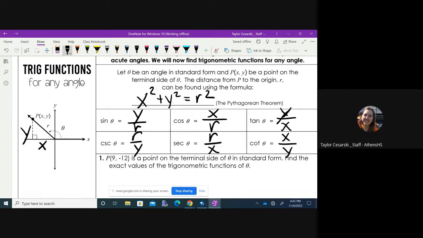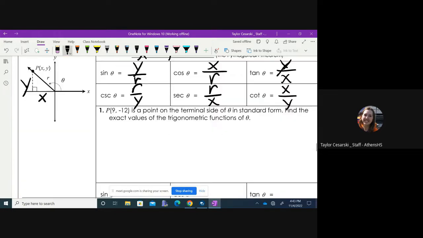Okay, so let's do a few examples. Let's start on number 1. It's going to give you a point. So the first thing to do is just sketch it out. It says 9, negative 12. So that means you're going to be down in quadrant 4. This is 9 and this is negative 12. And that makes sense because right here we're going right and we're going down.